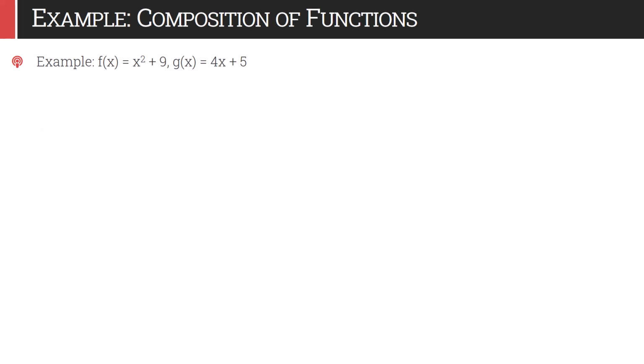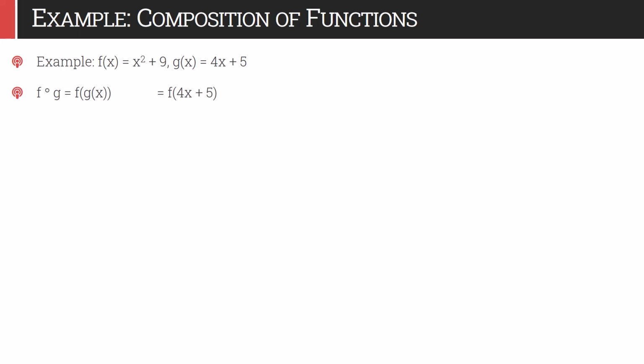Suppose I want to apply function f on x and then I want to apply g. So first I need to take the square of x, then I will add 9 to that. Whatever answer I get, I will feed it into g. So g will multiply that input by 4 and then it will add 5 to that. So that's a lengthy process. Let us simplify that process by taking the composition.